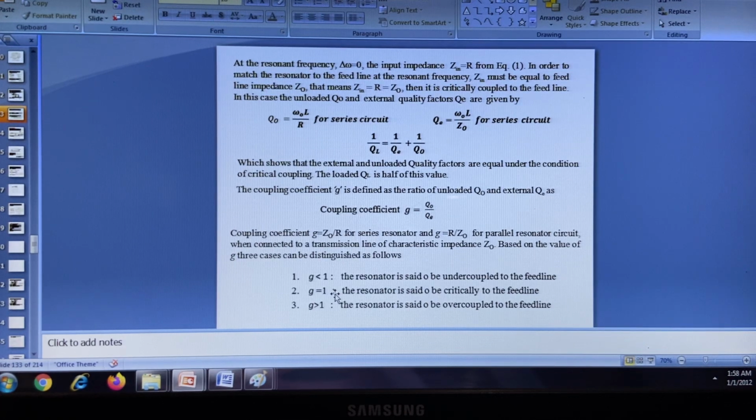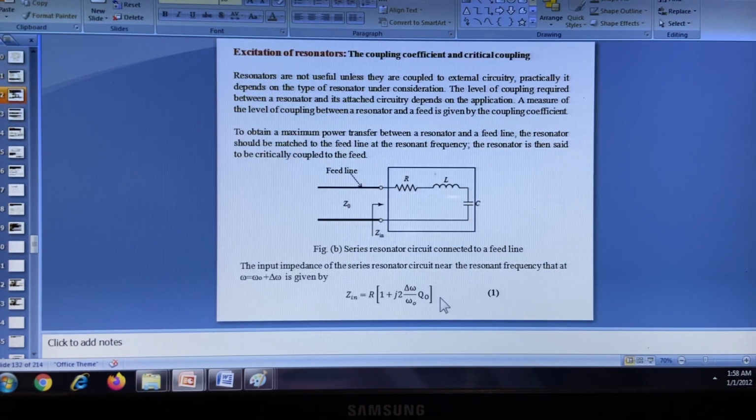Based on the value of g, we can say how much coupling there is between the external circuitry and the resonator circuit. So this is a resonator circuit and this is a feed line. Looking at the value of the coupling coefficient, you can say what the extent of coupling is, the coupling between the source and the resonator circuit, that is, how much external signal is coupled to the resonator circuit.